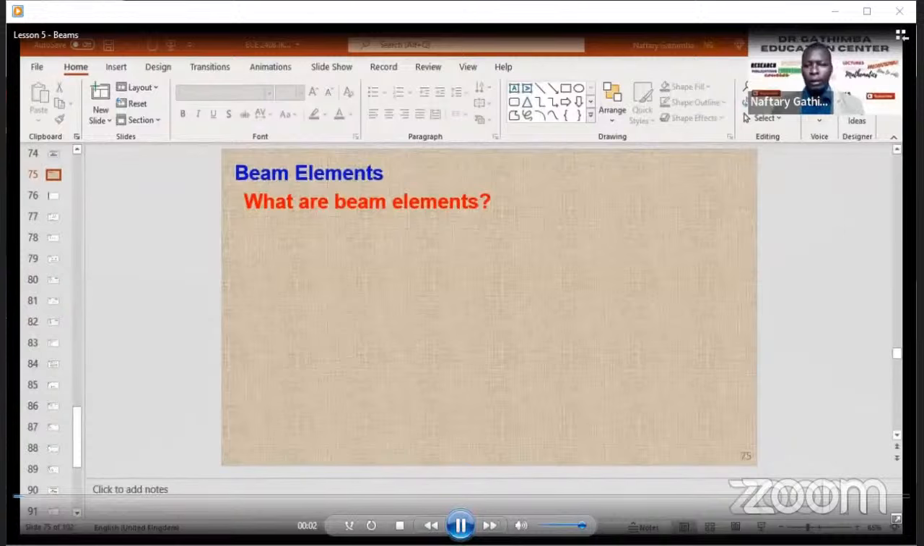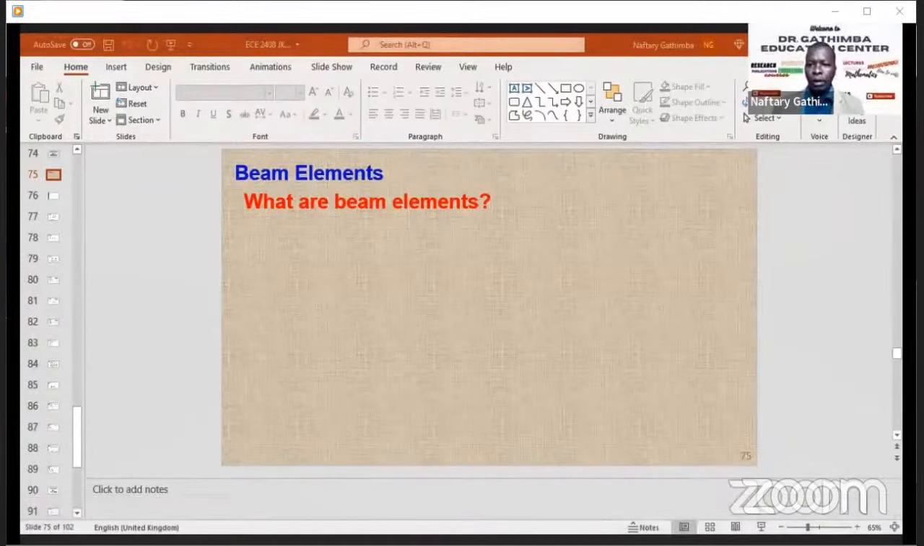Good morning, everyone, and welcome once more to our lecture on introduction to finite element methods. This being our fourth lecture, we've looked at the spring element, the illustrative tool. We've looked at the bar element, both in 1D and oriented in 2D space. And today we look at the beam element.